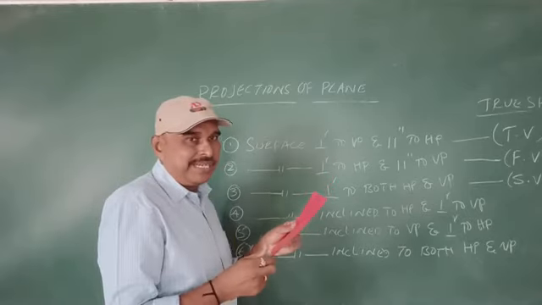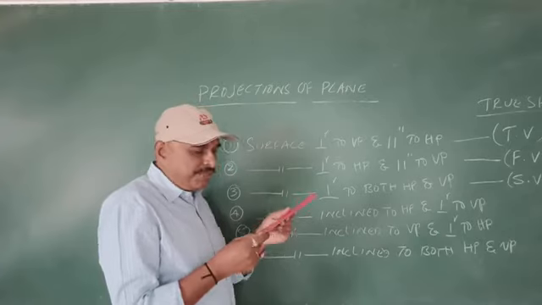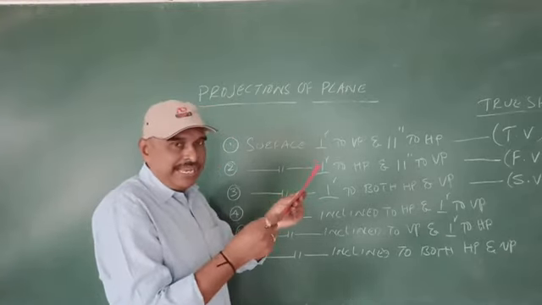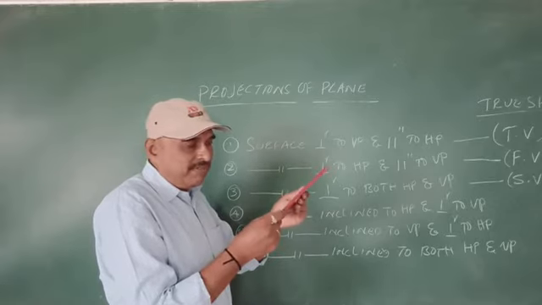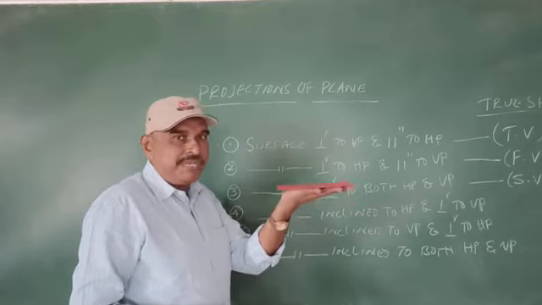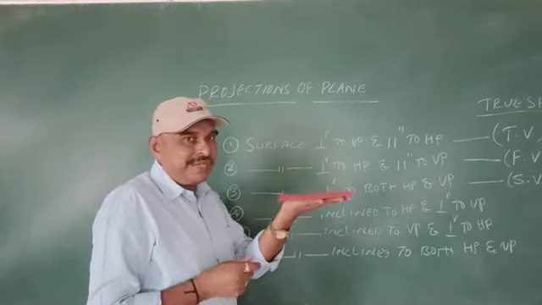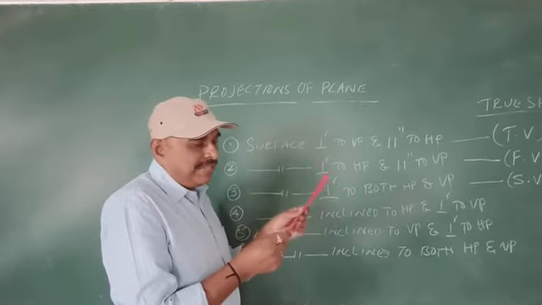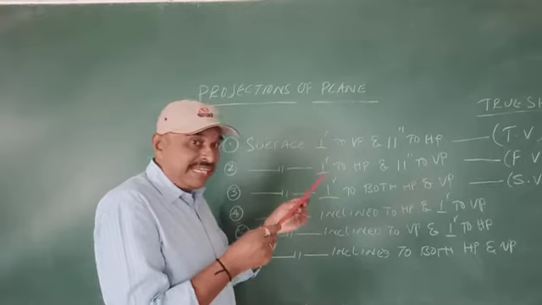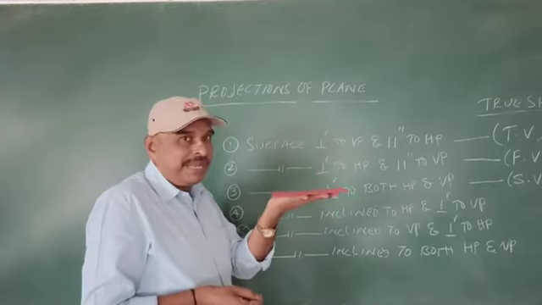In this position, to start the drawing, first you should assume that before the surface was inclined to the HP, it was parallel to HP. This is the first assumption. What assumption? When the surface is inclined to HP, before inclination with the HP, the surface was parallel to HP.